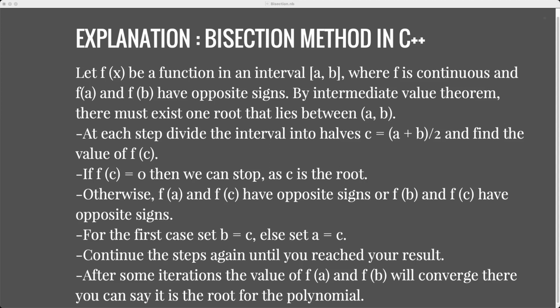After a number of iterations, the values of a and b will be very close to each other, so we can say that the root of the polynomial is basically between a and b. But if a is practically equal to b, then we know that that's just the root of the polynomial.